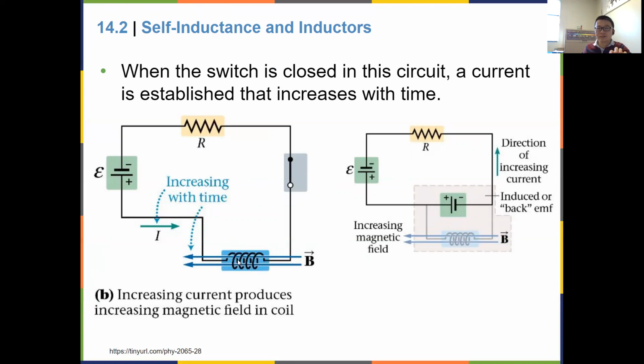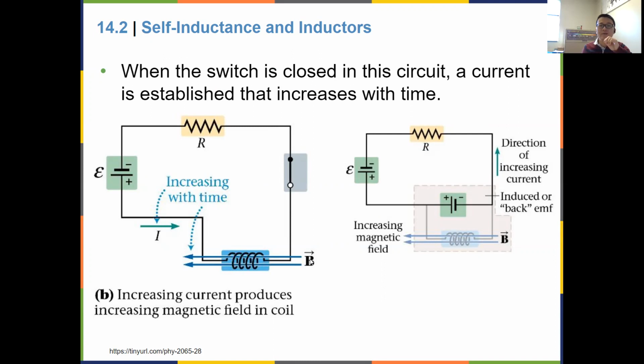So actually, there's a magnetic field change inside the coil here, or in terms of magnetic flux, there's a magnetic flux increasing here. And we learned in the previous chapter that if you have a coil and the flux through it is changing, it doesn't like the change. So it will try to oppose that change, okay?